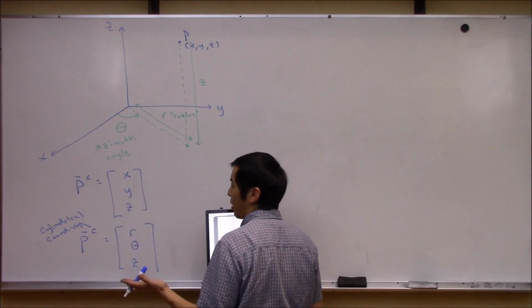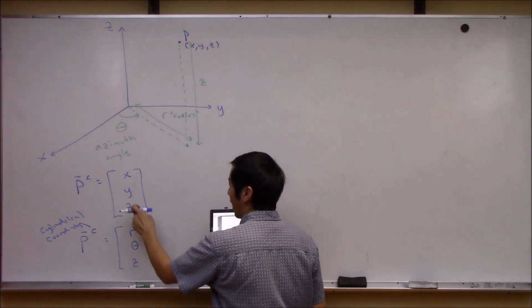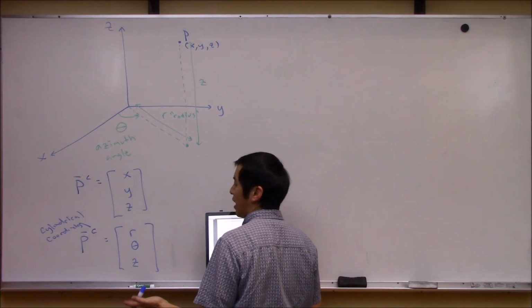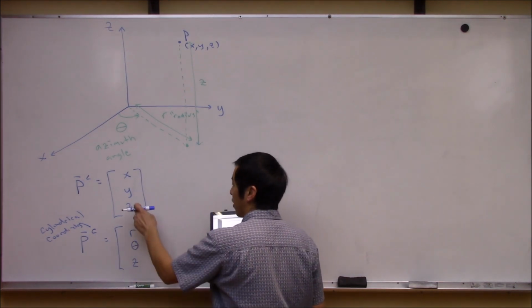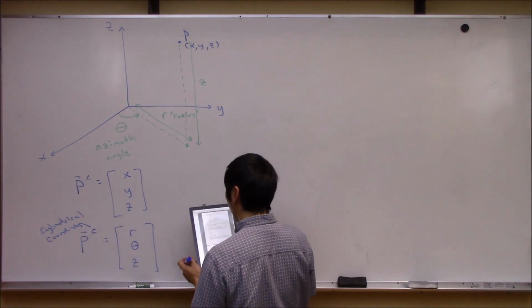This is the same mapping between Cartesian and polar that we were talking about earlier. And z doesn't do anything. Z is the same in both, right? The z direction is the same in the Cartesian, and it's the same in the cylindrical coordinates.